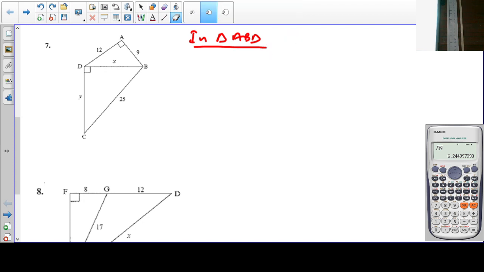So you all agree you can apply Pythagoras there. Okay, that is simple, to solve for x. Once you've got x, then you work in triangle DBC, and then you solve for y. Okay? I'll give you a couple of minutes to sort that out.